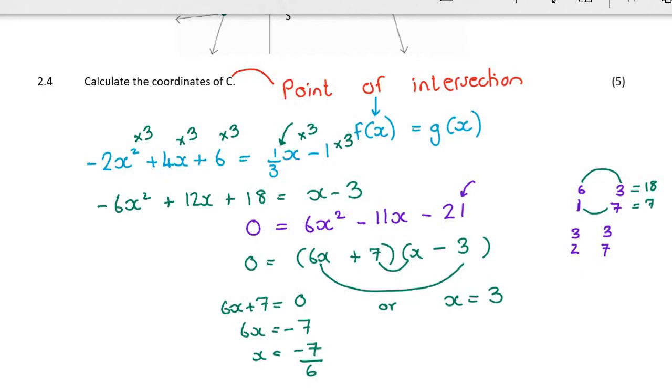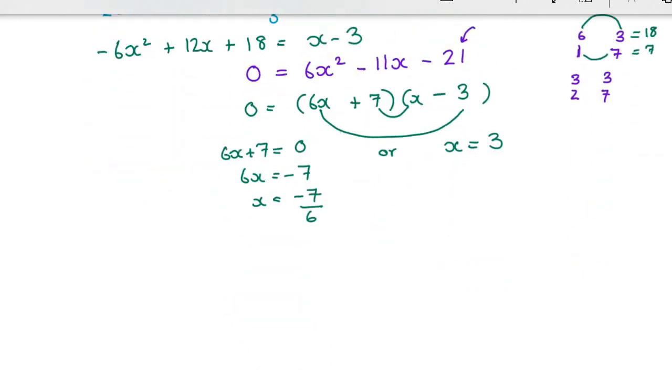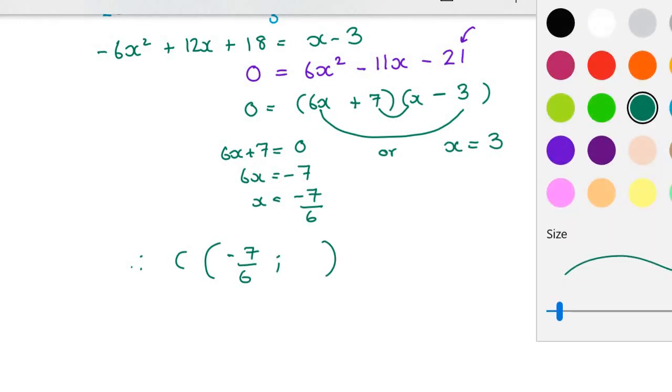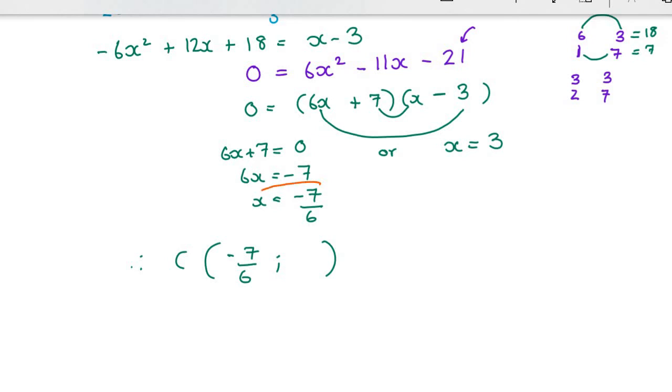Now, just make sure you answer the question. The question said the coordinates of C. This is not a coordinate. So I need to therefore say that C is negative 7 over 6, and I need my y value. Now, the easiest way, I think, would be to go and substitute this x value into the straight line, simply because the parabola is more complicated, so I would go and put it in there.